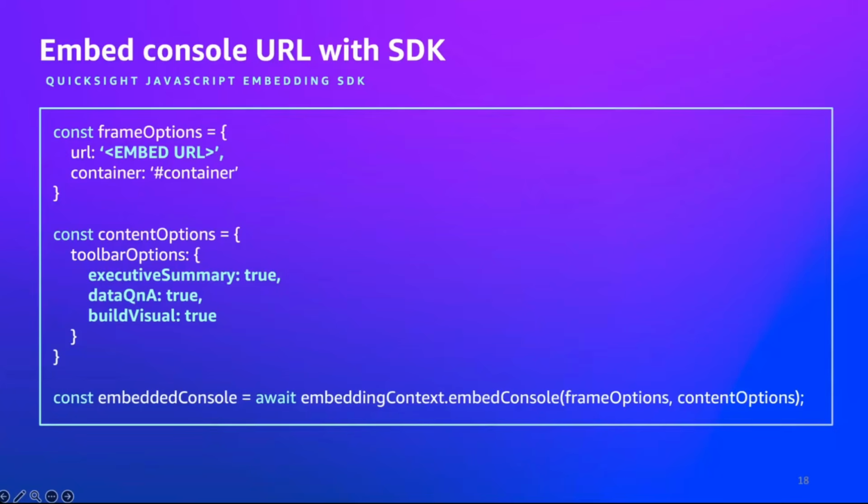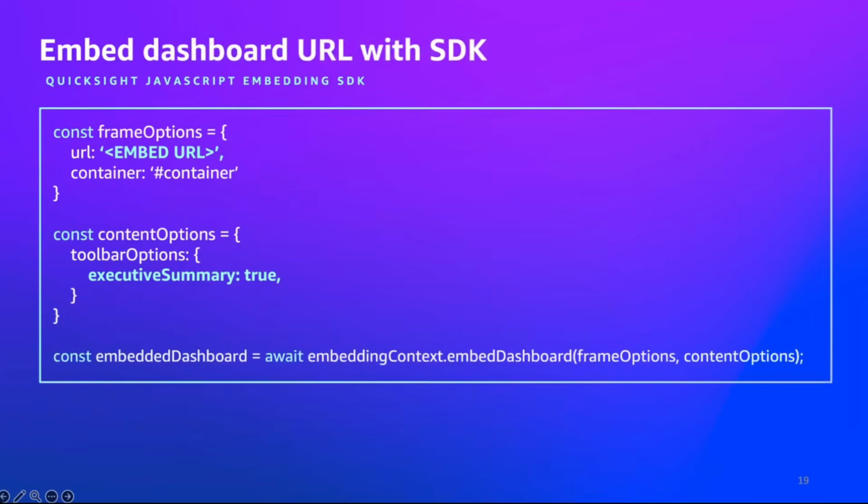Now, neither this process of using the SDK or these frame options or content options parameters are new with the Generative BI capabilities. But what is new is that content options now has new properties where we can define whether the Gen BI features will be enabled. So under content options and then under toolbar options, you can now set the following properties to true or false. And these are executive summaries, data Q&A, and build visual. And these are specific for when you're embedding the console. And this setting to true or false will then cause the corresponding features to be enabled or disabled within your embedded console. And we'll see shortly how this looks in the embedded environment.